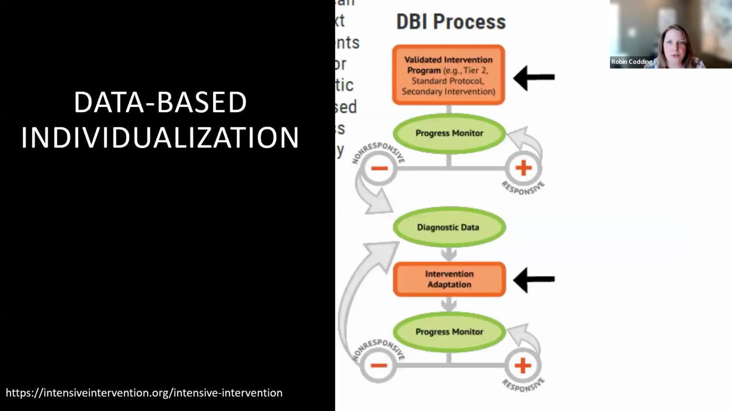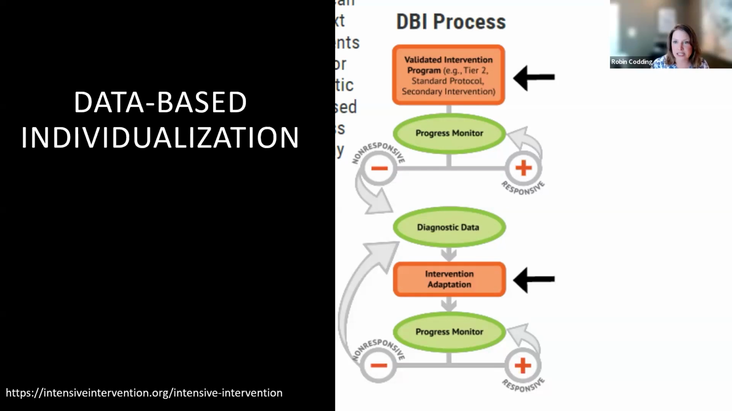So some of you may be familiar with this term. The process that we're going to unpack and unfold today is referred to as data-based individualization, or some refer to it as data-based instruction. You can find more details about it on the National Center for Intensive Intervention, and the website is listed below here. But roughly, the process involves a couple of components. The first is that validated intervention program, that standard protocol. What is the standard protocol? We are going to start with that.